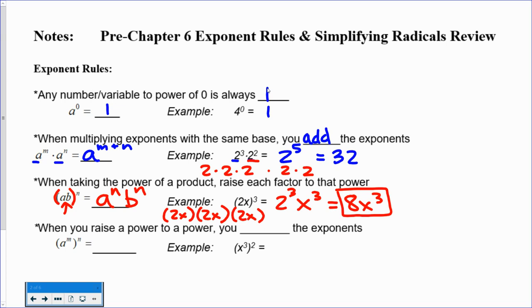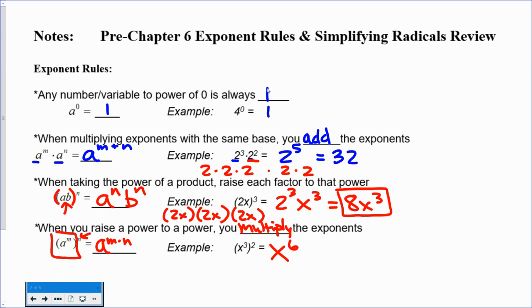Our next rule, when you raise a power to a power, you are going to multiply the exponents. Okay, so this would be considered a power being raised to another power. So then I multiply the m and the n. Same way with my example here, I will get x to the 6th power because I'm multiplying the 3 and the 2. Kind of just like I did that last one.